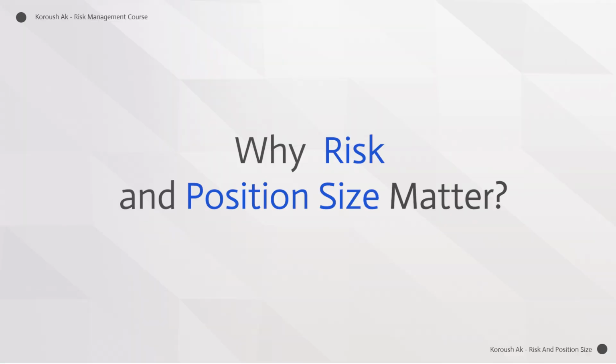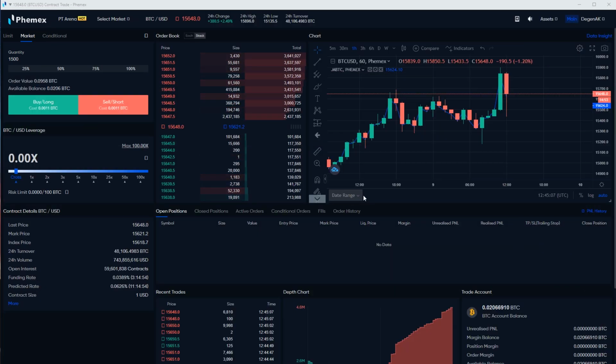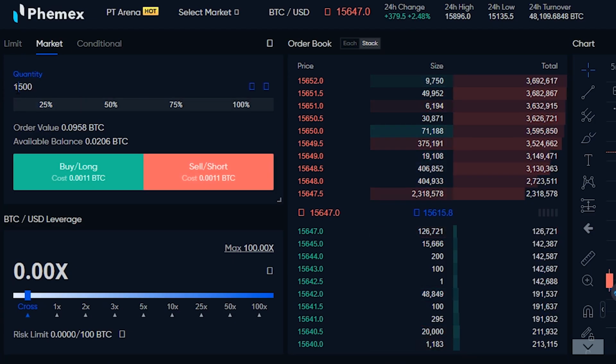Why risk and position size matter. Okay, now I'm going to show why stop losses alone are not enough. Let's take this scenario where we open a market short position for $1,500.